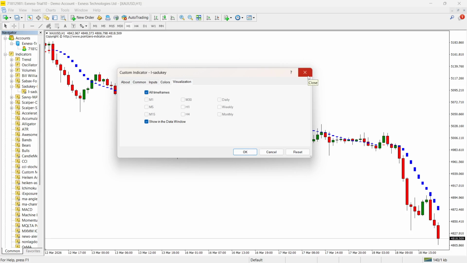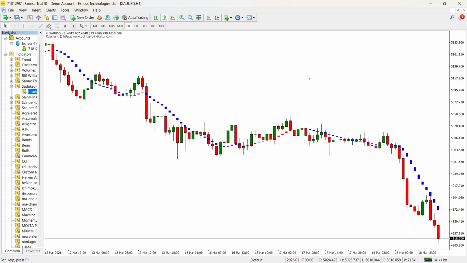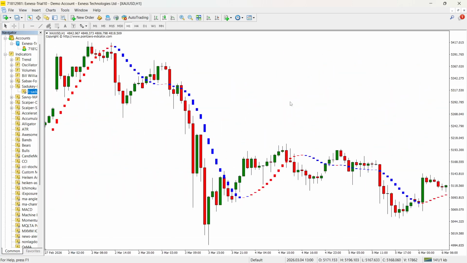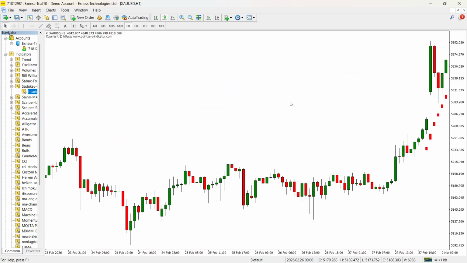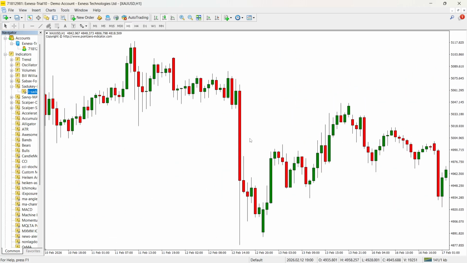So who is the indicator for and what are its limitations? The Sadukey indicator is suited to traders who like to trade trends and volatility shifts and who want clear visual levels that separate bullish and bearish conditions. It's an analytical tool only and does not open or manage trades.